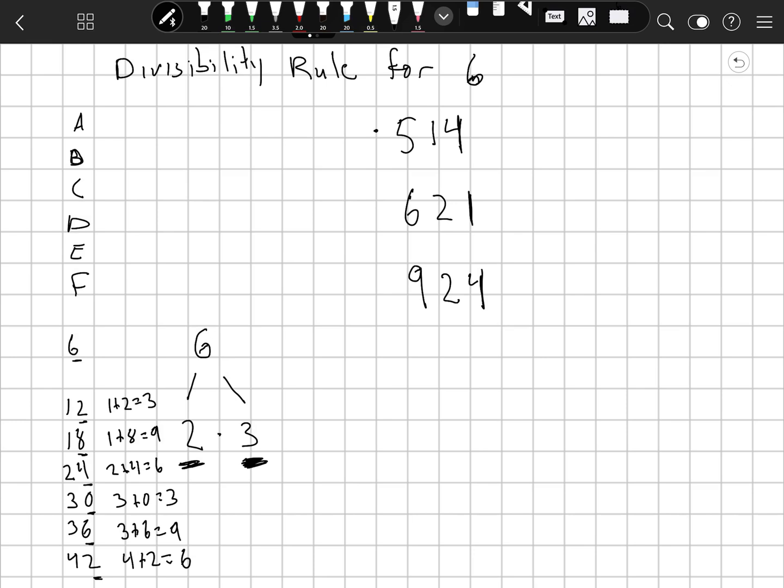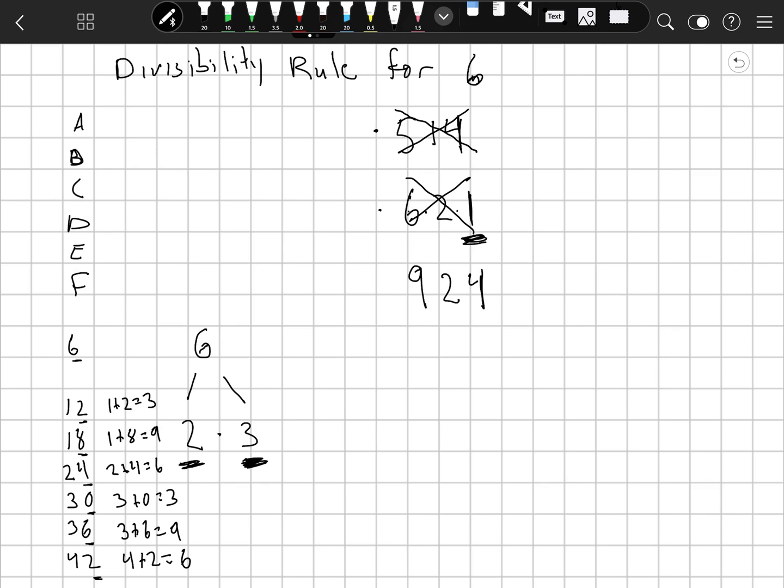And second question, is it divisible by 3? Well, let's add 5 and 1. That's 6, and 4 is 10. Well, 10 is not divisible by 3. So it's divisible by 2, but not by 3. So it's not going to be divisible by 6. Let's try the next one, 621. Well, right away we know it's not even, so it's probably not going to work. It is divisible by 3 because the digits add up to 3, but it's not an even number. So that one is not going to be broken up into 6 evenly.